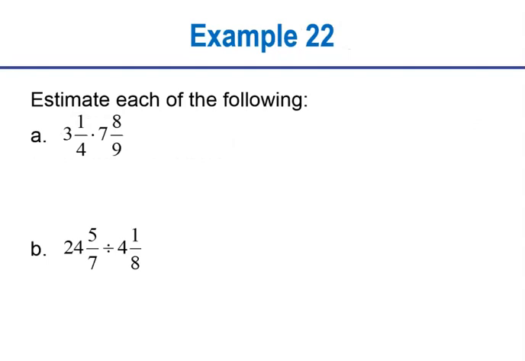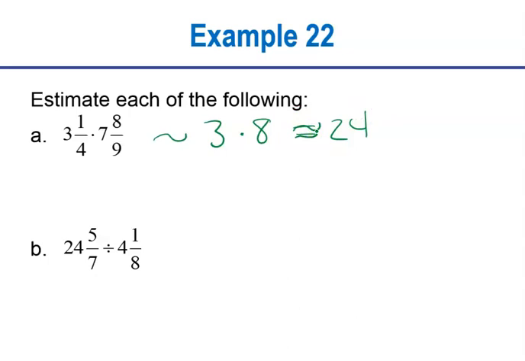So you're trying to round each one of these before you multiply. So you've got 3 1/4 times 7 8/9. One of them I would expect to round down. 3 1/4, 1/4 is closer to 0 than it is to 1, so that could be 3. 7 8/9 is actually closer to 8 than it is to 7, so I'd round that up to 8. So 3 1/4 rounded down to 3, 7 8/9 rounded up to 8, and that's approximately 24.